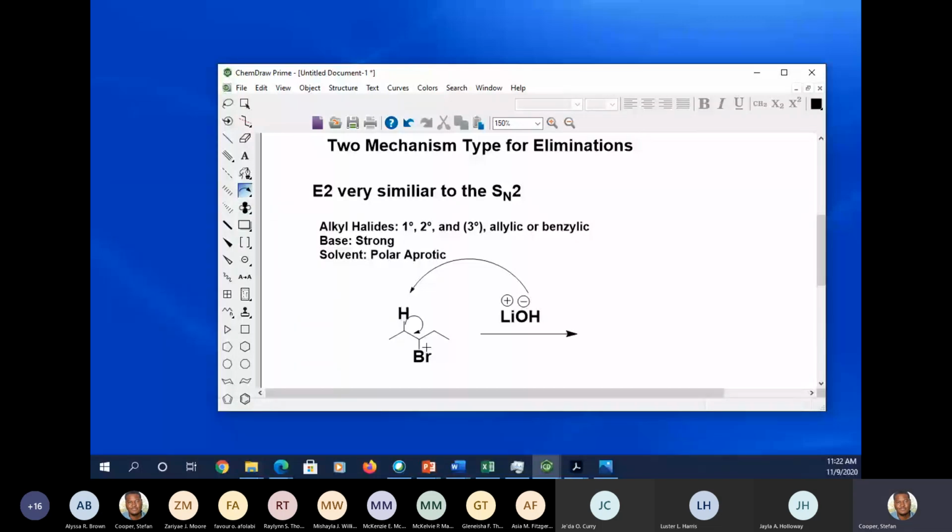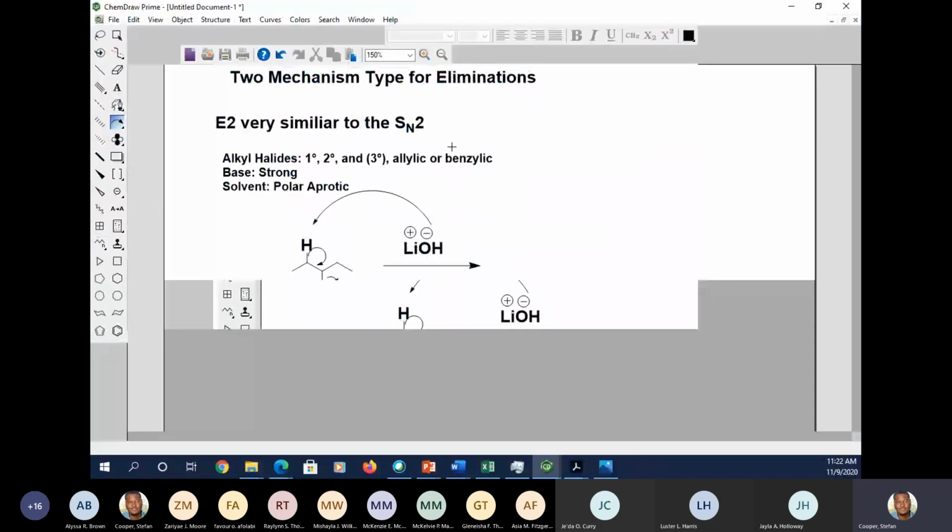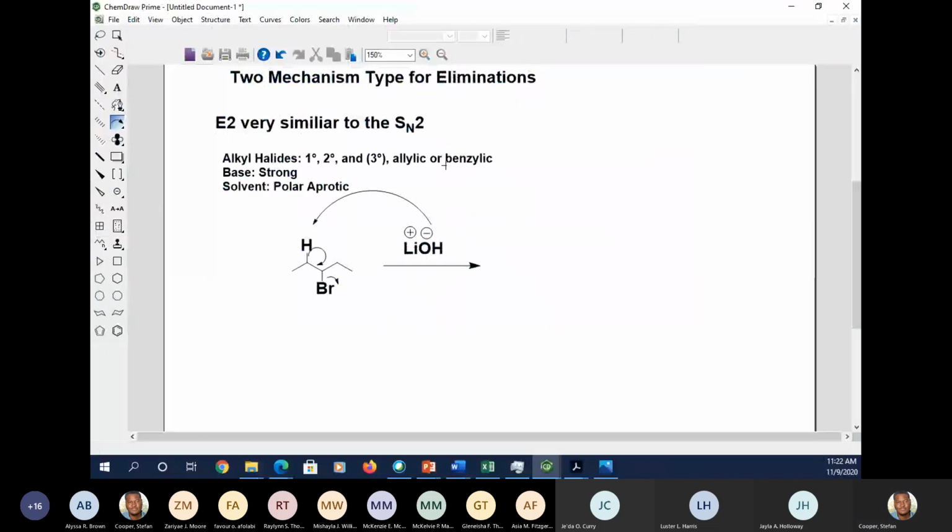So just like the SN2 process, this all occurs in one step. So this is a concerted process, but now there are 3 arrows to keep track of. My base extracts a hydrogen, extracts a proton. The corresponding electrons are going to form a double bond while kicking off my leaving group. So now my product is going to look like this right here.